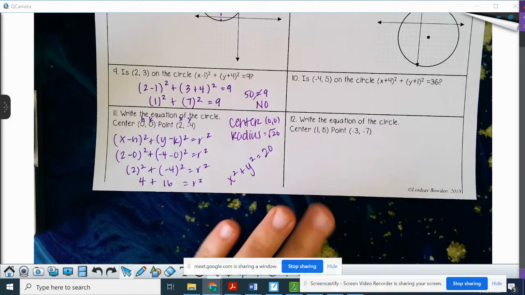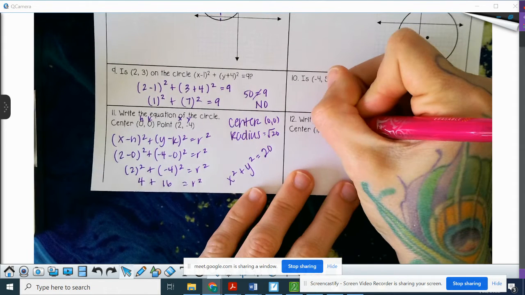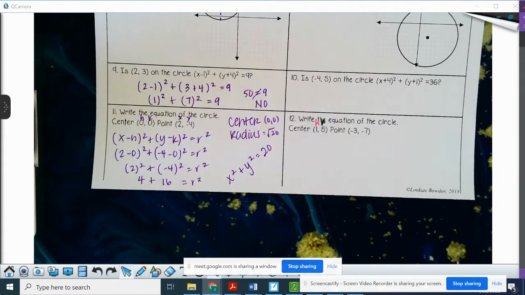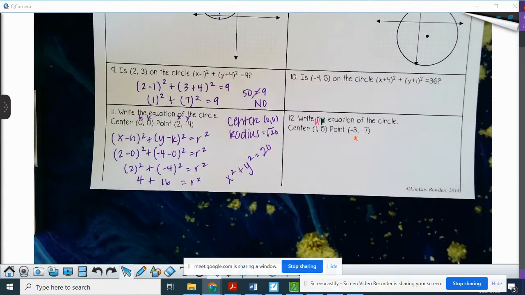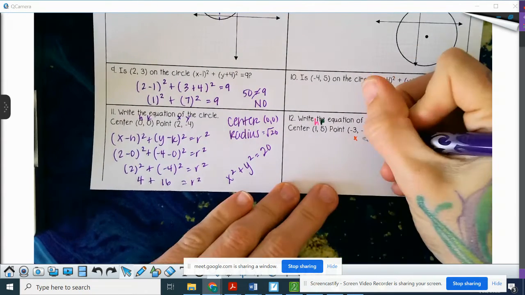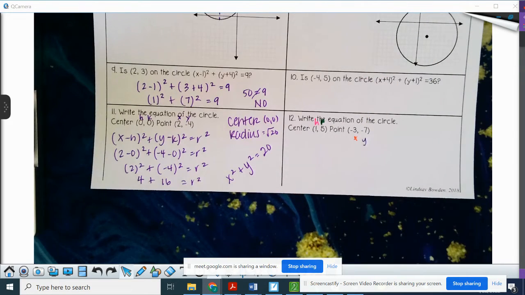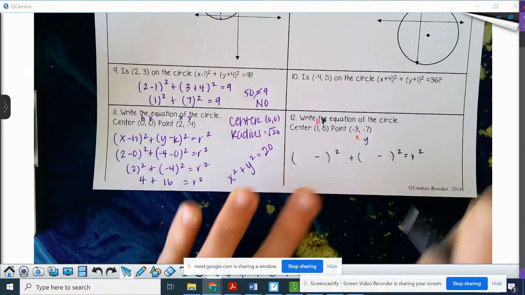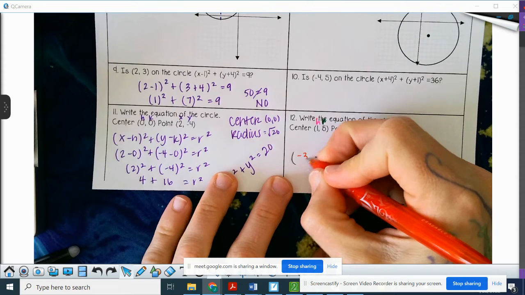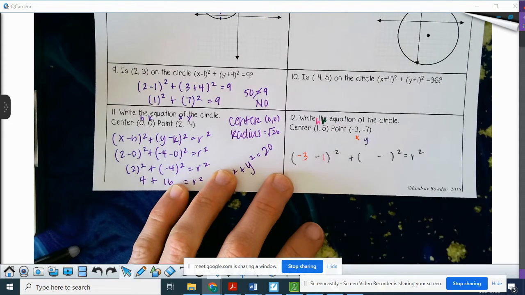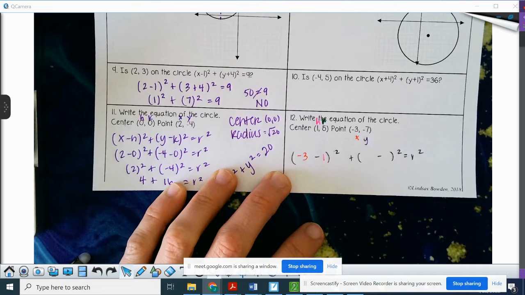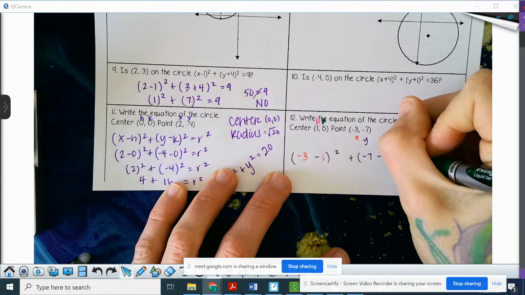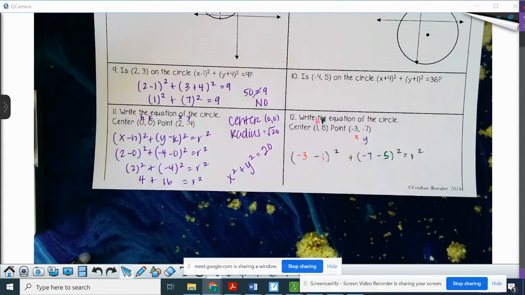So again, and let's see, I can color code it. If this is h, this is k, this is x, and this is y. X goes first with h, then y, and then k. So h, k is center. We're missing our radius.